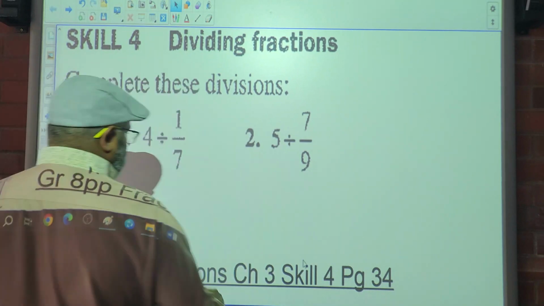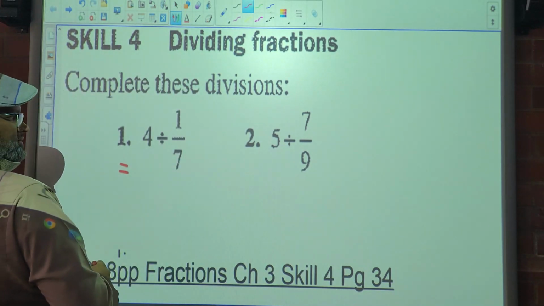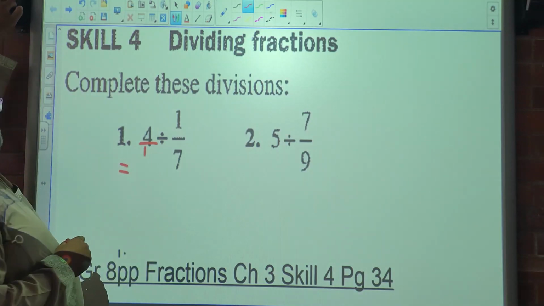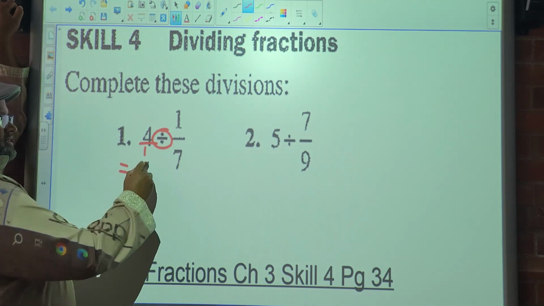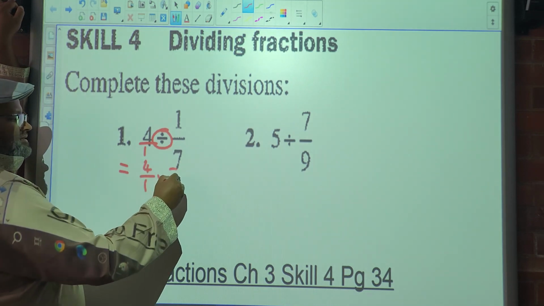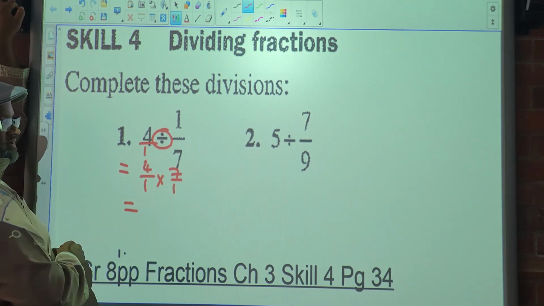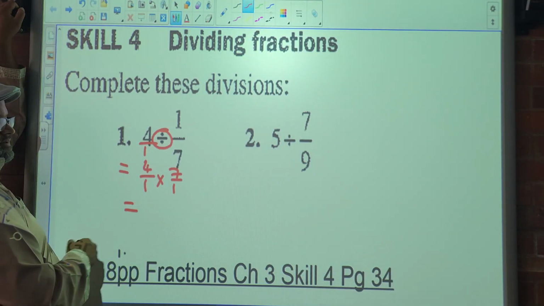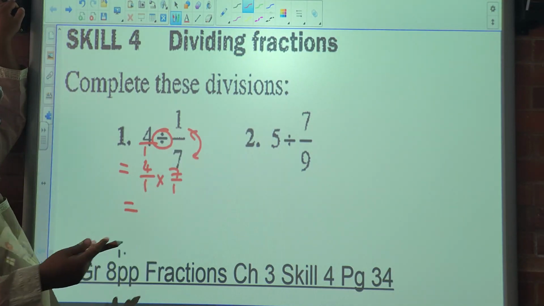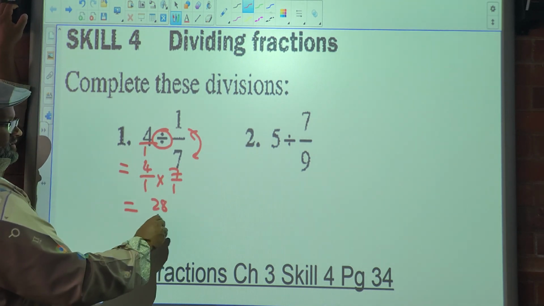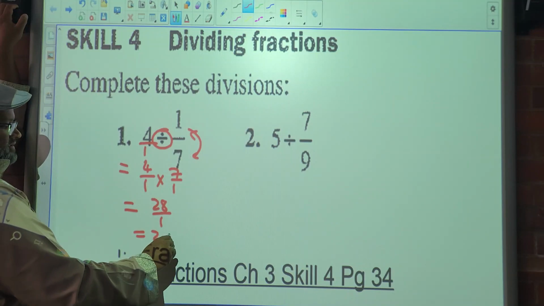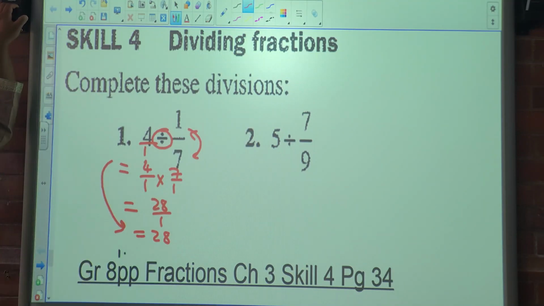Okay. So where do we start? So that will be 4 over 1, correct? You change this to multiplication. So it's 4 over 1 multiplied by 7 over 1. Well, 7 over 1 is the same as 7. What's 4 times 7? 28 over 1, which is 28. You could have gone from this straight into that, no problem. Okay? So any confusion?